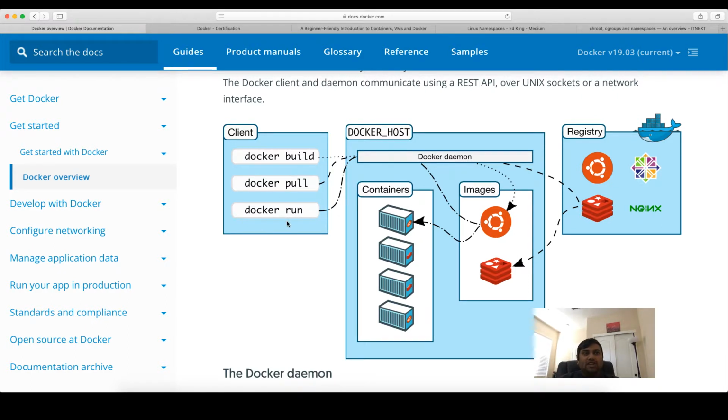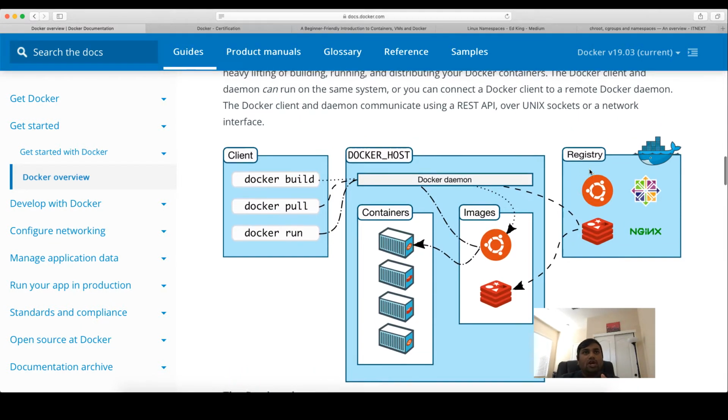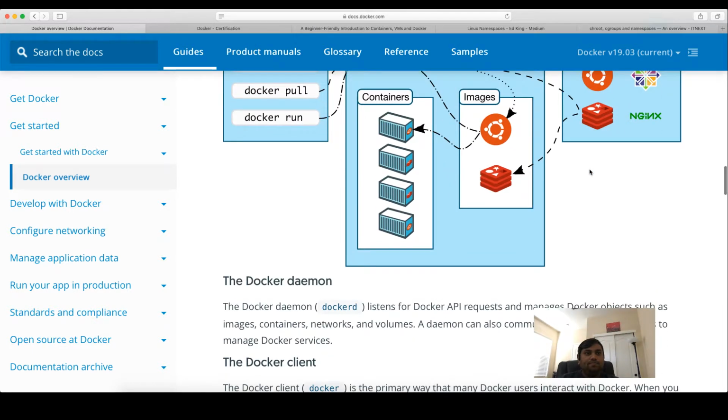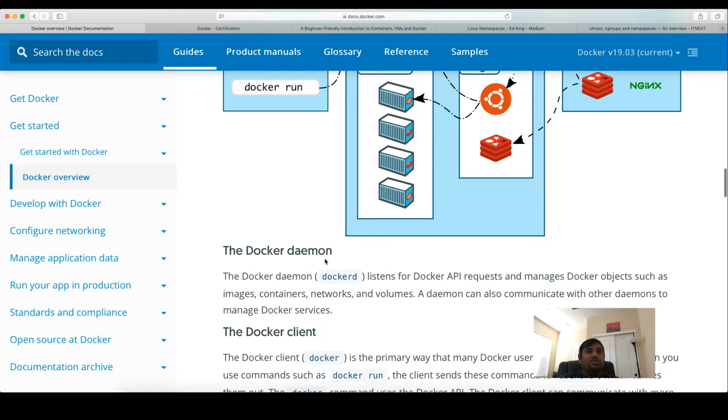Whenever the Docker client sends a command, those commands are sent to the Docker daemon, and the Docker daemon does all the heavy lifting of creating the containers or managing the whole life cycle of your containers, as well as interacting with the images, as well as pulling or uploading the images to the registry. We'll talk about these things in more detail as we move further. So let's take a look at what the Docker daemon is.